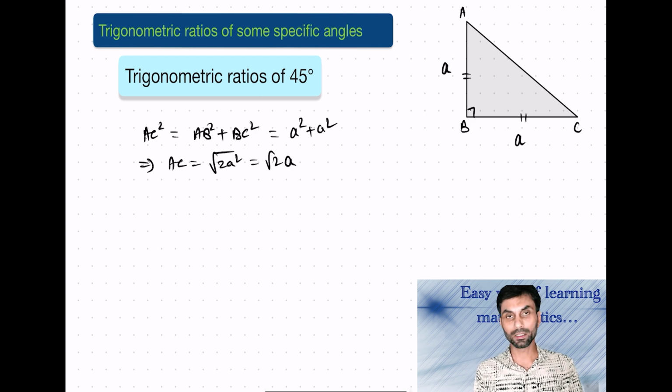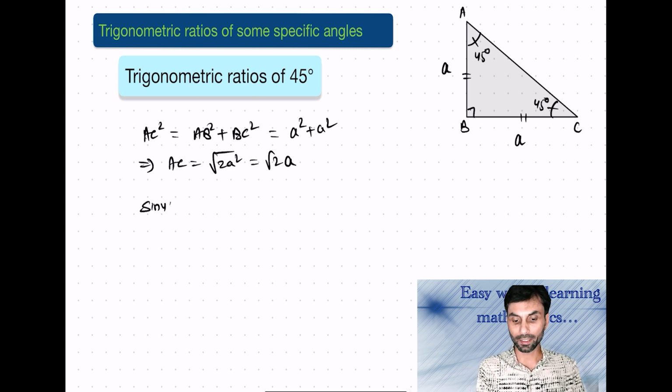Now we'll find the value of the trigonometric ratio. So if I want to find sine of angle A or angle C, in this case, remember by angle sum property, angle A and angle C both will be equals to 45. As it is given that two sides are equal, so two opposite angles will be equal, and angle B is already 90, so angle A and C both will be 45 degree here.